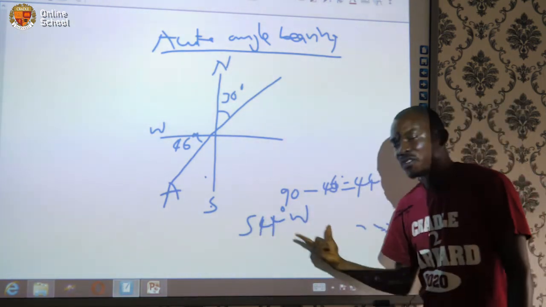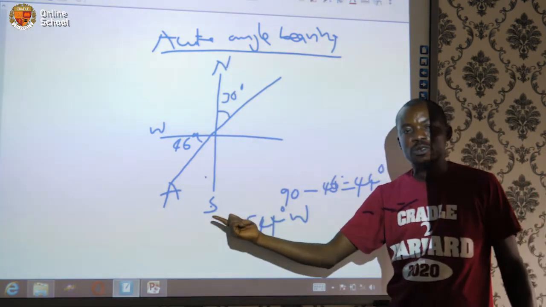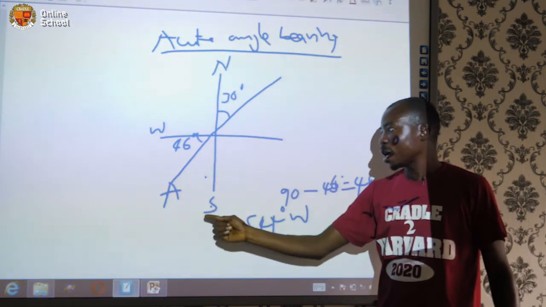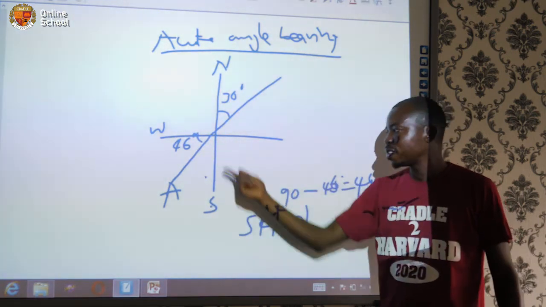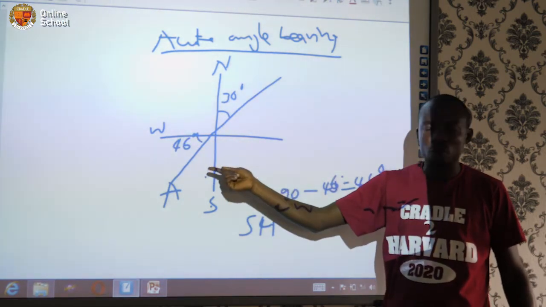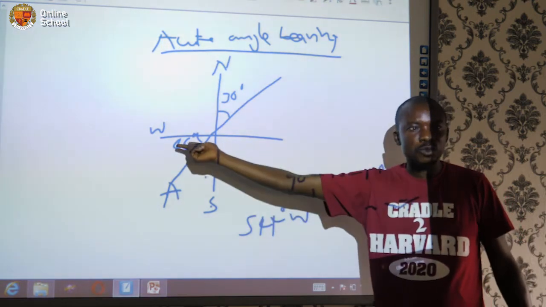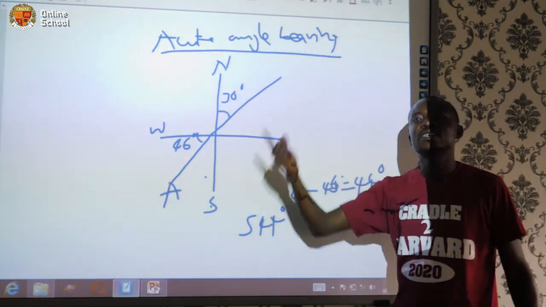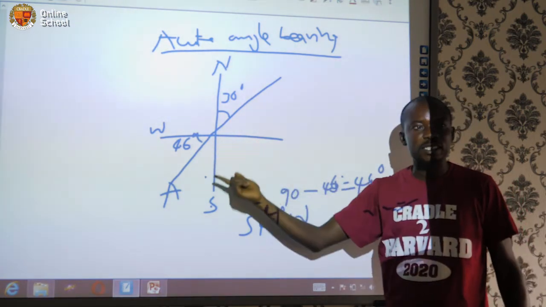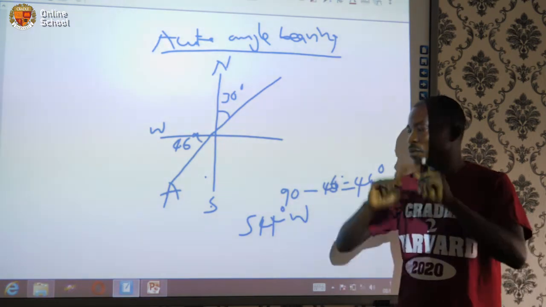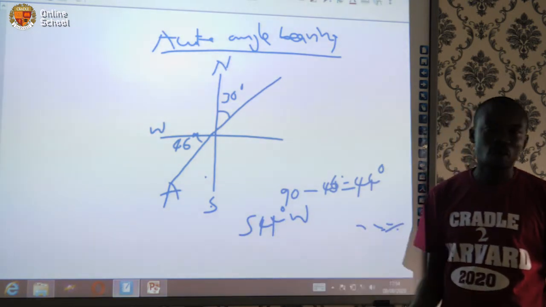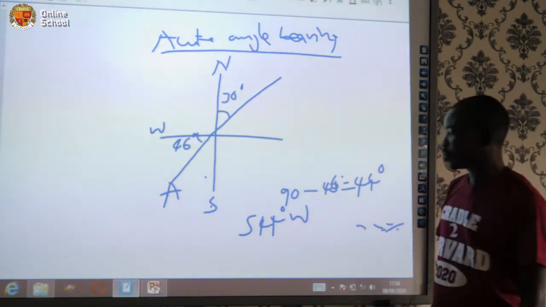Remember, I said as you are reading, make sure you make reference to your north and south pole. You don't say 46 degrees west south. You cannot even say 46 degrees southwest, because it's not starting from the south pole. Assuming this 46 starts from the south to that point, then you can tell us 46 degrees southwest. But here you have to deduct it from 90 degrees because we are working with acute angle bearing, to get the actual value of 44 degrees southwest.